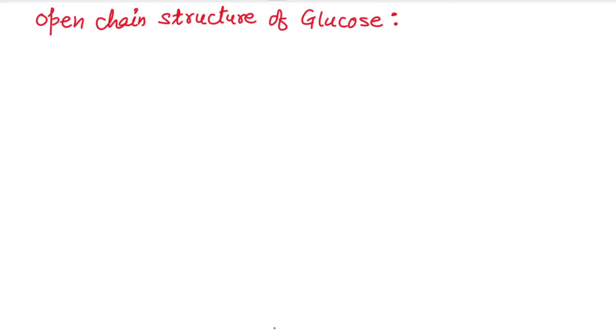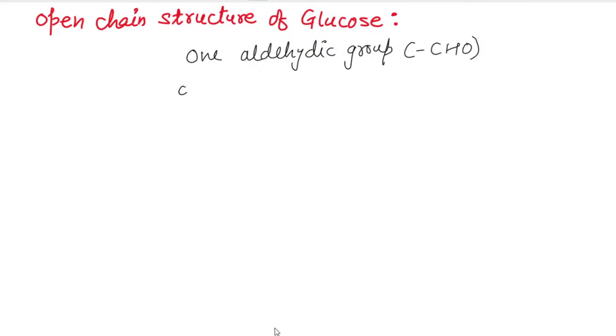So from all these reactions it is clear that glucose has one aldehyde group, that is CHO group, and one primary alcoholic group, that is CH2OH.